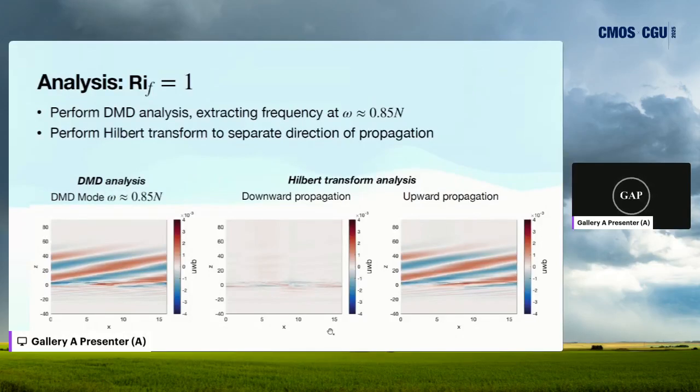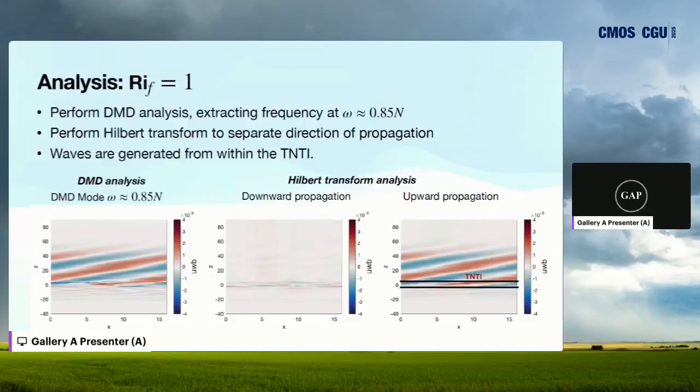Now, another key takeaway is that these waves do not seem to stop at the turbulent-non-turbulent interface. Rather, these waves are generated from within the turbulent-non-turbulent interface. This means that existing theories that assume that the waves are generated at that boundary are not necessarily true, because these waves clearly are from deep within the turbulence.